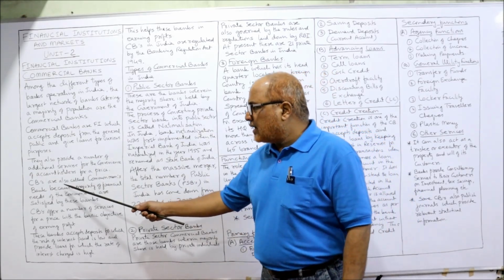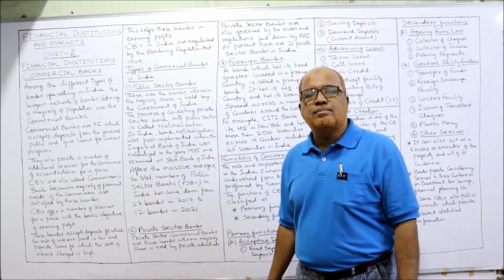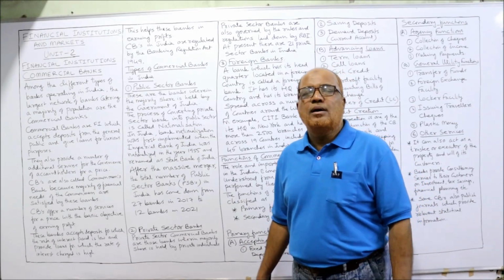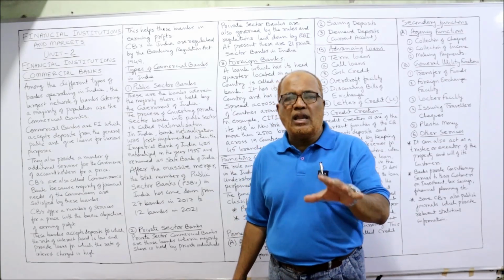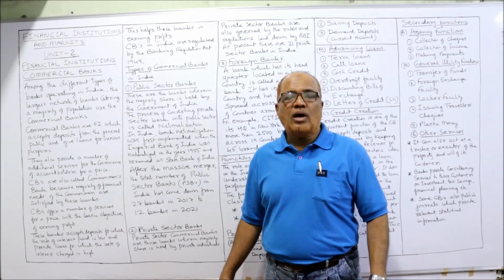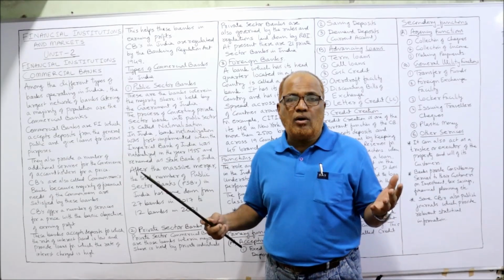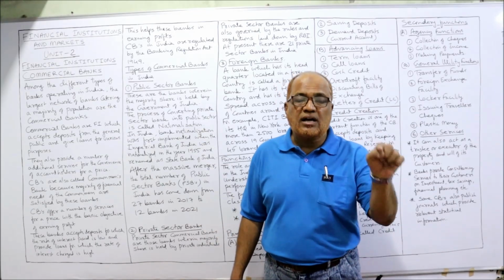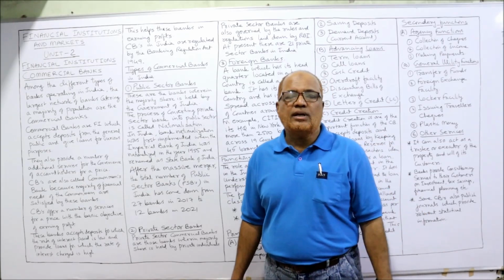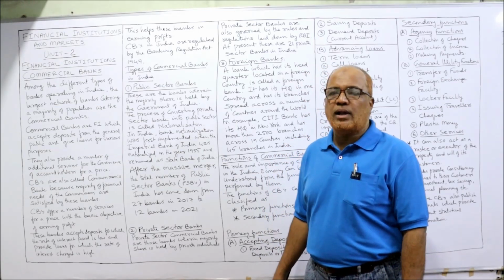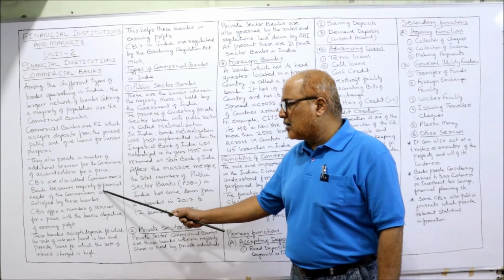Commercial banks are also called the common man's bank. Why are these commercial banks called the common man's bank? Because every person nowadays has to conduct bank transactions. So every common person, every ordinary person, must have a bank account with a commercial bank. That is the reason why commercial banks are also called the common man's bank.